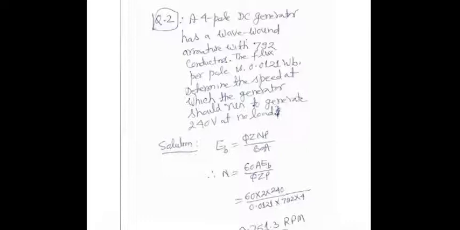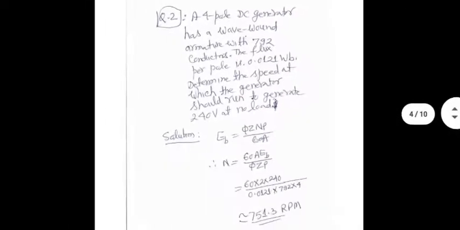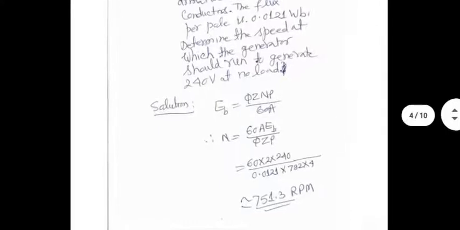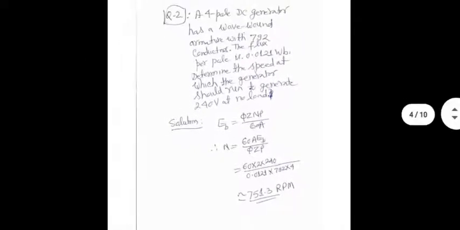60 into 2, EB is 240 volt divided by phi, which is 0.0121 Weber, and the total number of conductors is 792 and number of poles is 4. So plug in all the values. The speed value turns out to be 751.3 RPM approximately.